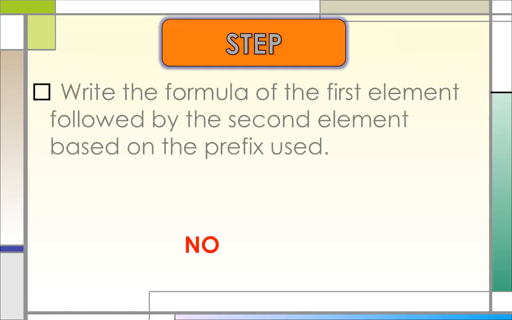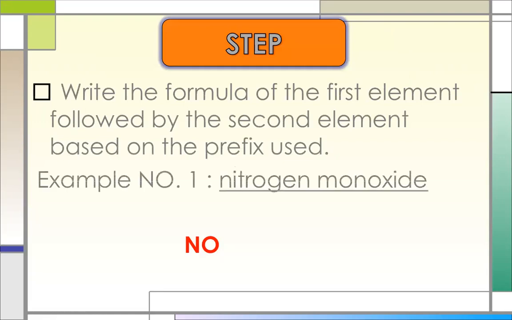Step: you have to write the formula of the first element followed by the second element based on the prefix used. Example number 1, nitrogen monoxide. Nitrogen is N, then the oxygen is O. Monoxide, mono means 1. Therefore, we will not write anything, only a single symbol O. The answer is NO.